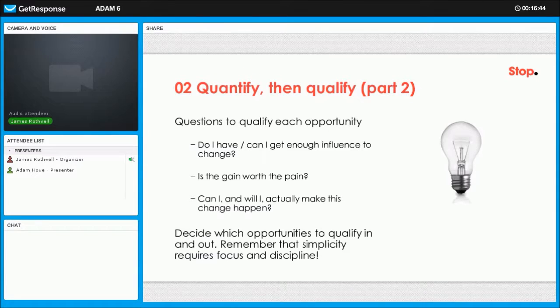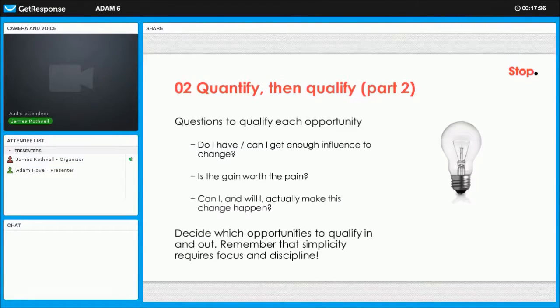So here we've got three for simplicity. One's around the ability to influence change. Have I got it? Can I get it? The second is the gain worth the pain? And all change, and simplicity is no different, has a cost to it because we're looking to put in effort. And then the third one on this particular instance is to guard against inertia and apathy, just putting a real honest lens on, actually, am I going to make this change happen? Let's not go complaining about something really big in the organization and then not really have the motivation to go and actually change that.